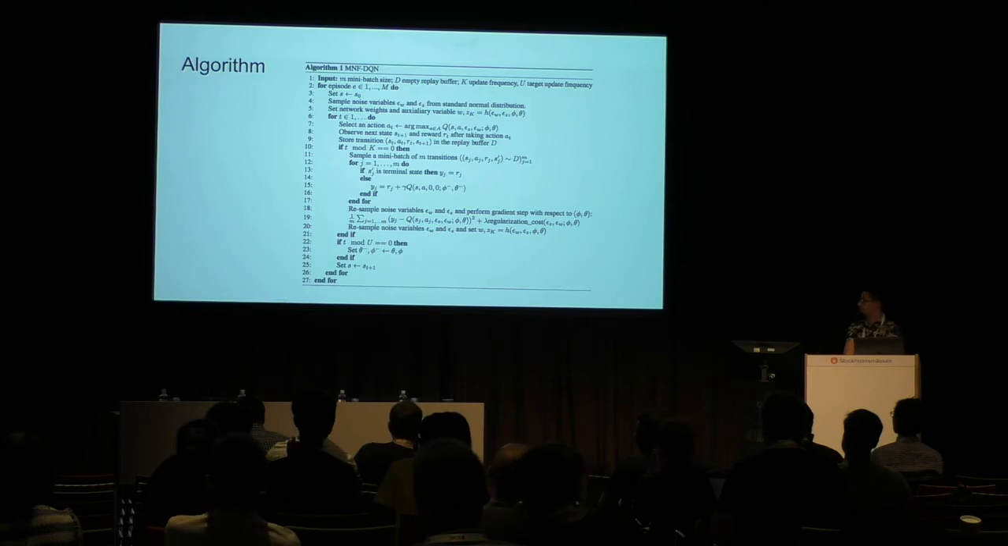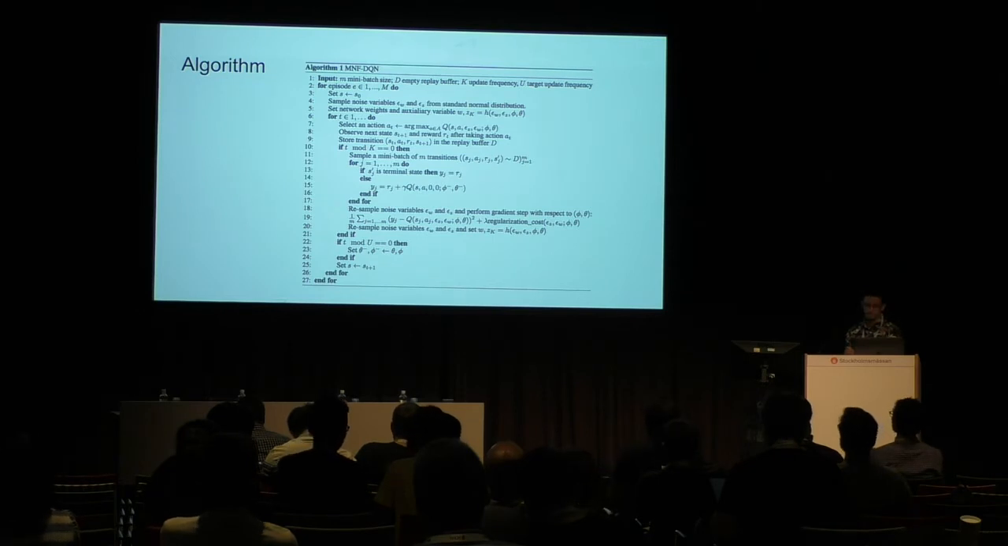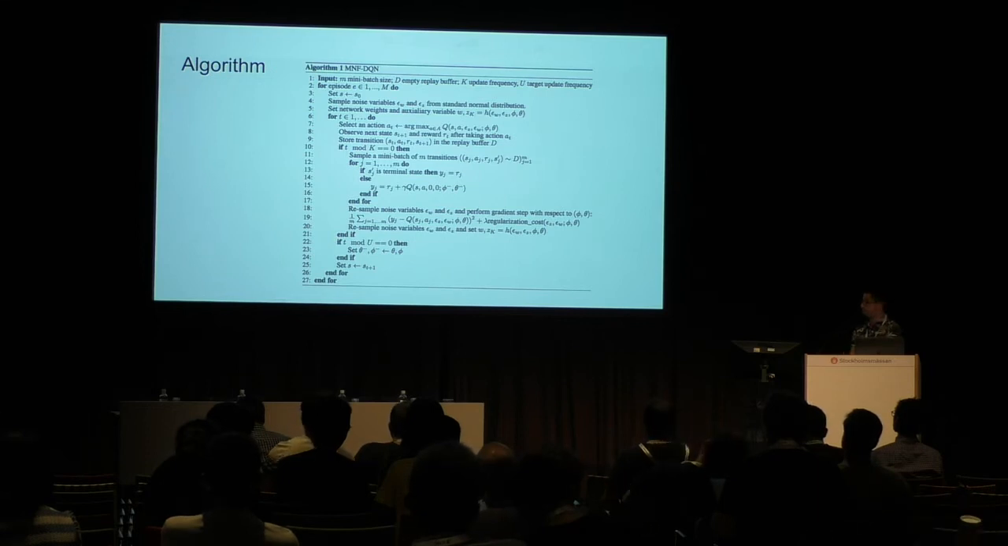So the overall algorithm is basically the same as DQN, but after each update, we will sample new noises for W and for Z. And then we obtain a sample from the Q value, and for a few steps, we select actions greedily with respect to this Q value, and then we do an SGD step with respect to the objective, which is the ELBO.